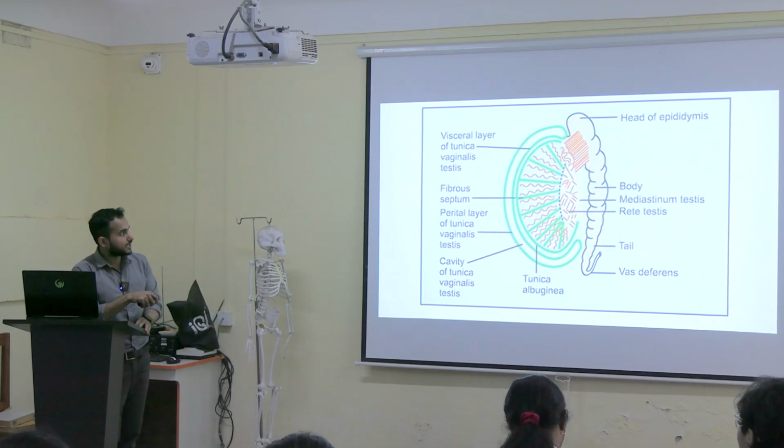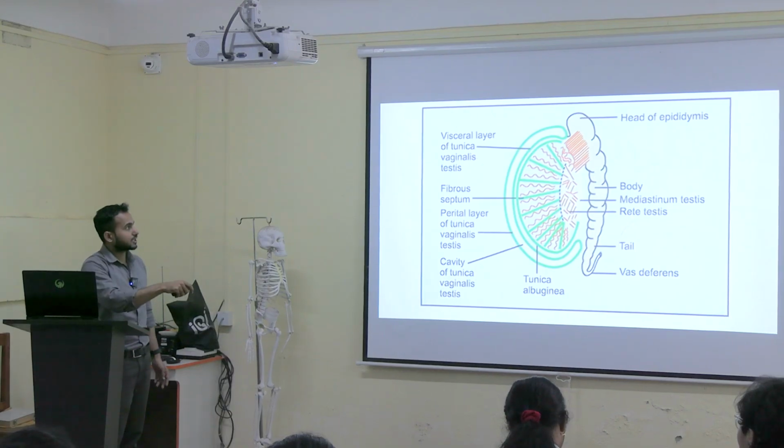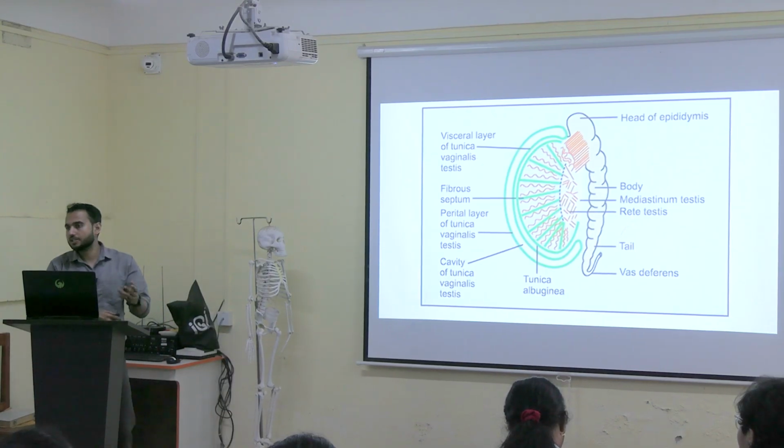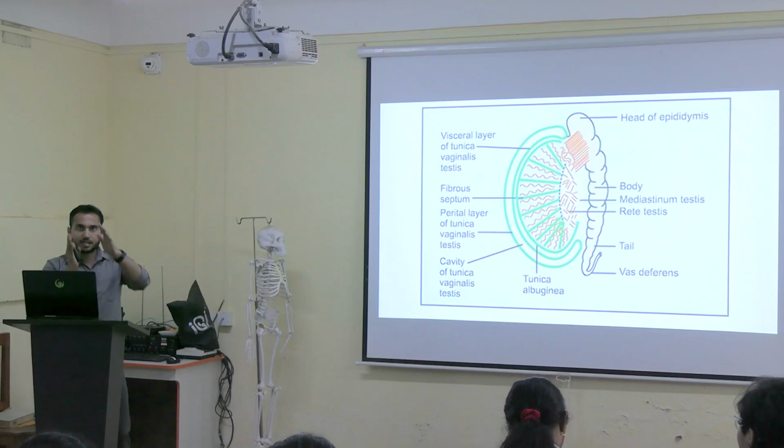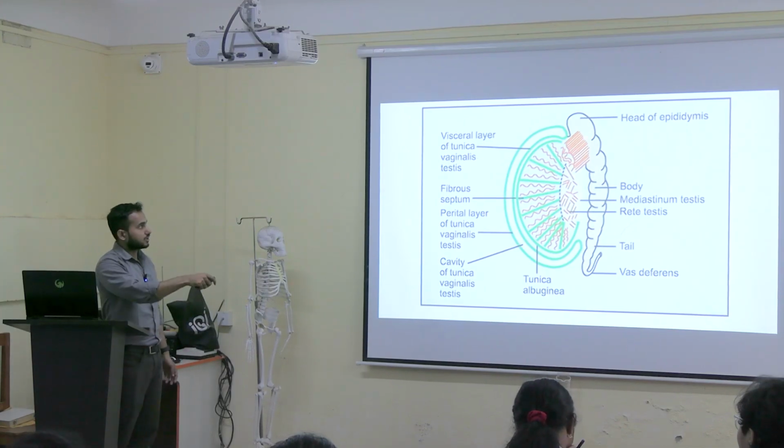From the rete testis, you can see we are getting straight ducts which are going out of the testis. That's why they are called efferent, not afferent, efferent ductules. These are efferent ductules, numerous, approximately 30. Those efferent ductules go from the upper pole of the testis towards the epididymis. They will reach the head of the epididymis, as you can see.